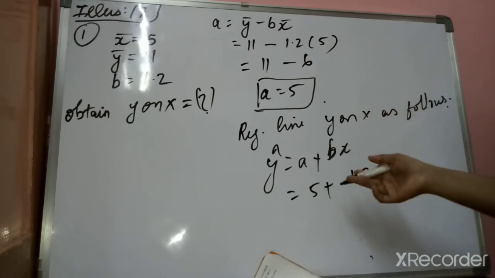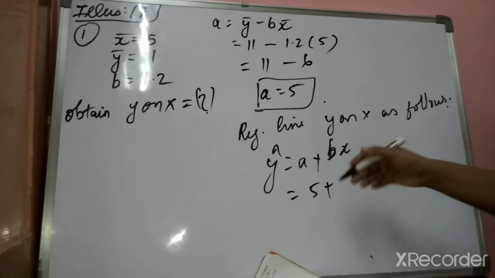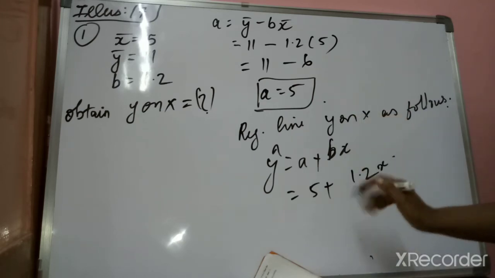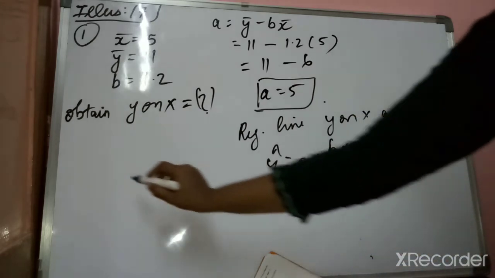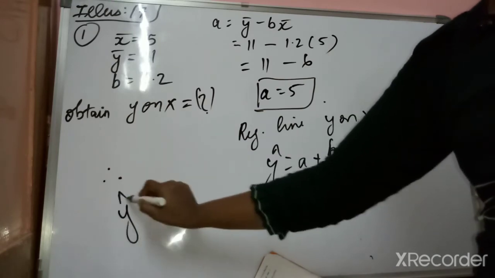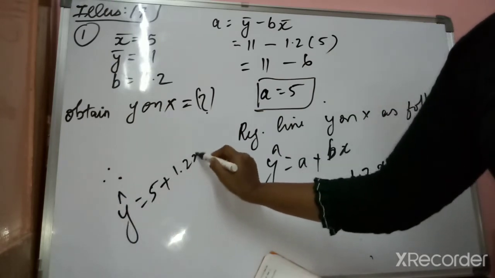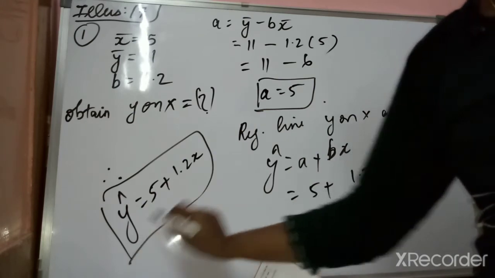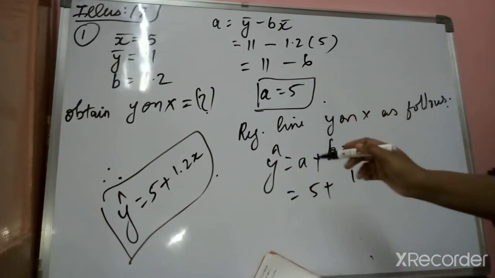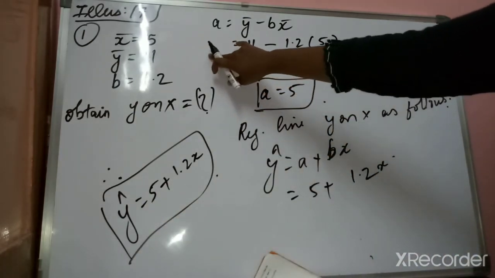In the second question, the value of x is given as 65, but in the first question, they have not given the value of x. So your final answer would be like this. Final answer, y cap is equal to 5 plus 1.2x. Completed. This was the completion of your first question of illustration 17.